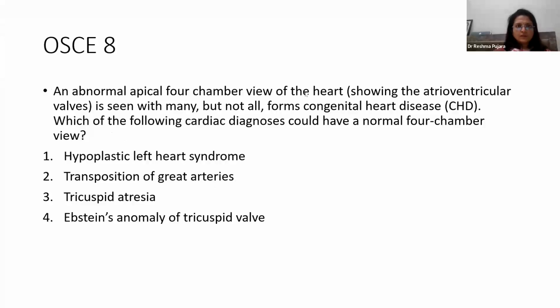An abnormal apical four-chamber view of the heart showing atrioventricular valves is seen with many but not all forms of congenital heart disease. Which of the following cardiac diagnoses could have a normal four-chamber view? TGA, already somebody answered. Anybody else want to say anything about it? TGA. Okay, fine. Perfect. Everybody knows the answer. Transposition of great arteries is the answer. We'll move on to the next question.